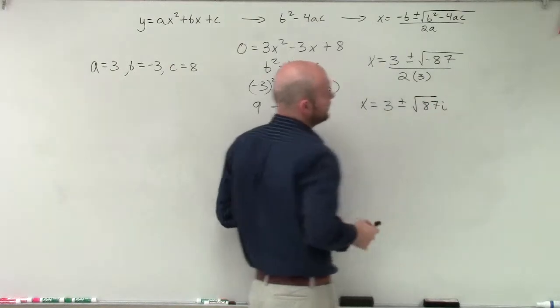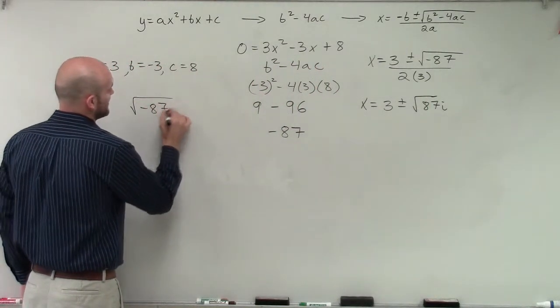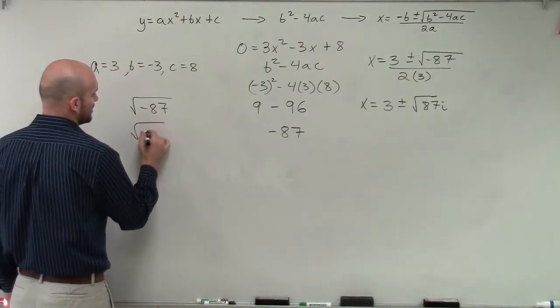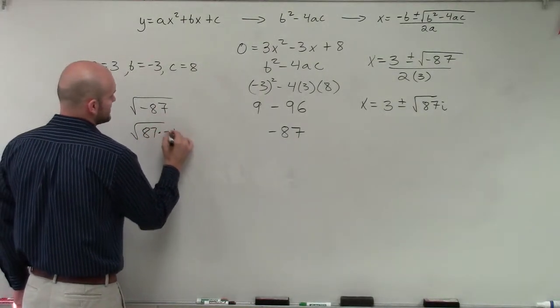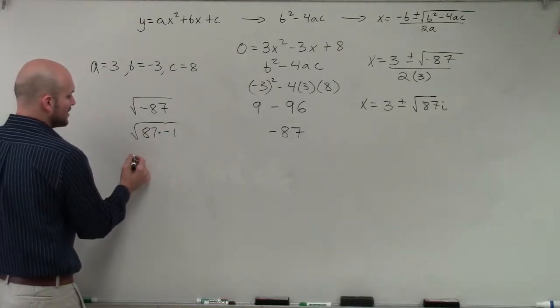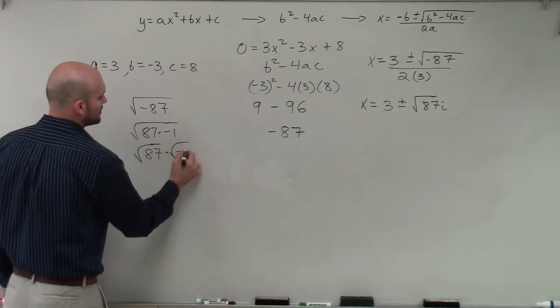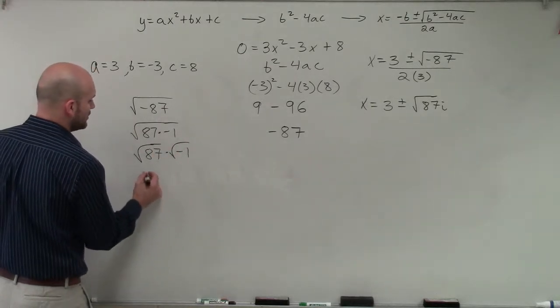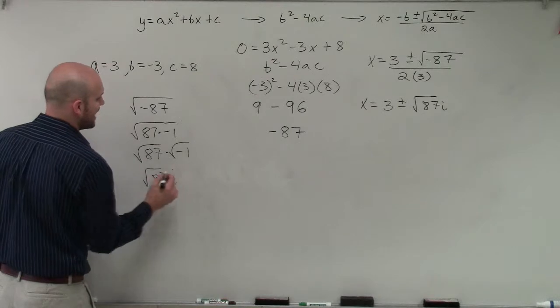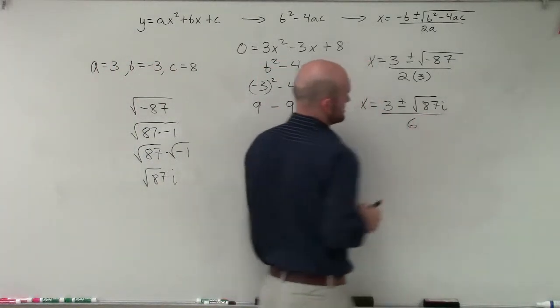All right, because what I did is, in case you forgot, the square root of -87 could be rewritten as the square root of 87 times -1. We can break apart multiplication under our radical, and we can take the square root of 87 times the square root of -1. Well, the square root of -1 we represent as i. All right, so then this is all going to be divided by 6.